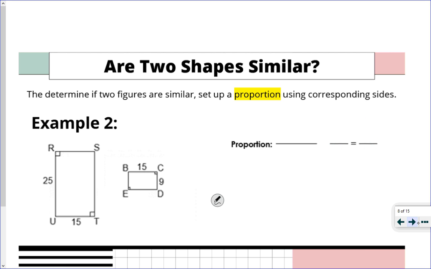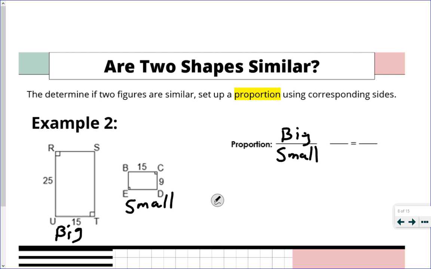Okay, example 2. Again, we're going to set up a proportion using corresponding sides. So it's good to keep track of which shape has which sides. So it's useful to put a name to them so that you can keep track. So again, I'm going to go with my big rectangle on top and my small rectangle on the bottom. Now, does it matter which one you put on top and bottom? No, because you're cross multiplying, you should still get the same answer either way.